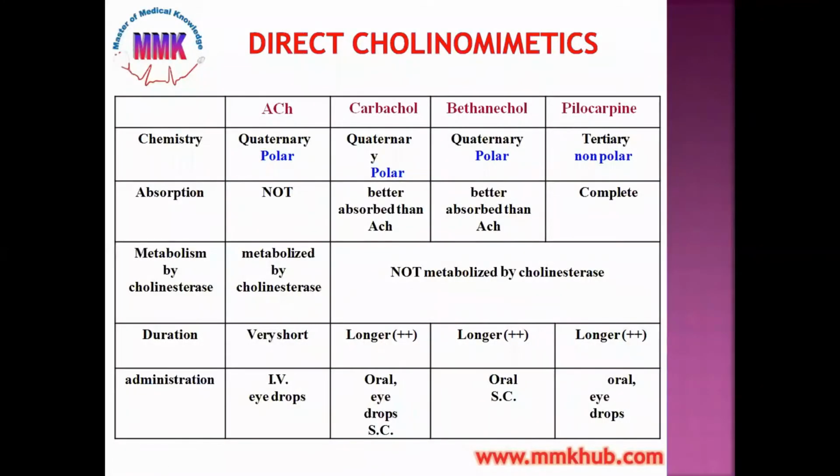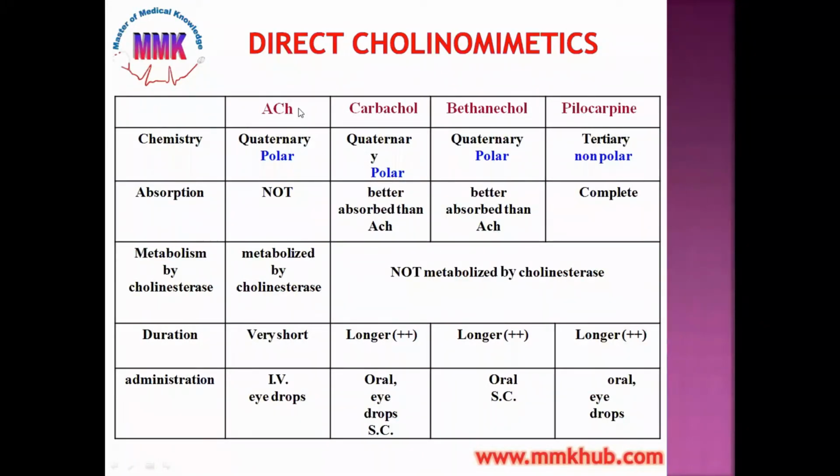Now we have already talked about two types of cholinomimetics, direct and indirect acting. So first we're going to discuss the direct acting. Direct acting are those which are directly acting on the receptors on the postganglionic nerve fibers. Over here you can see the chemistry, absorption, metabolism by cholinesterase, duration, and administration. Basically, the last three things are most important for us, but let us talk about them in a very brief overview.